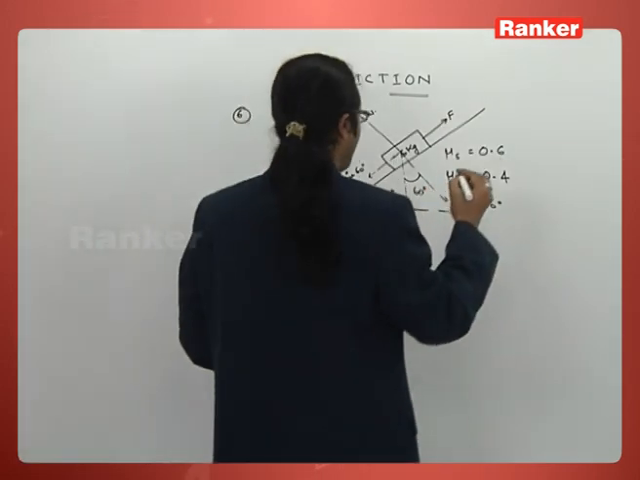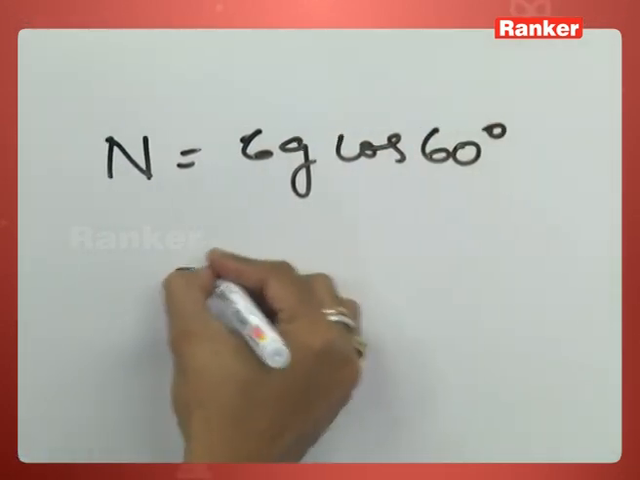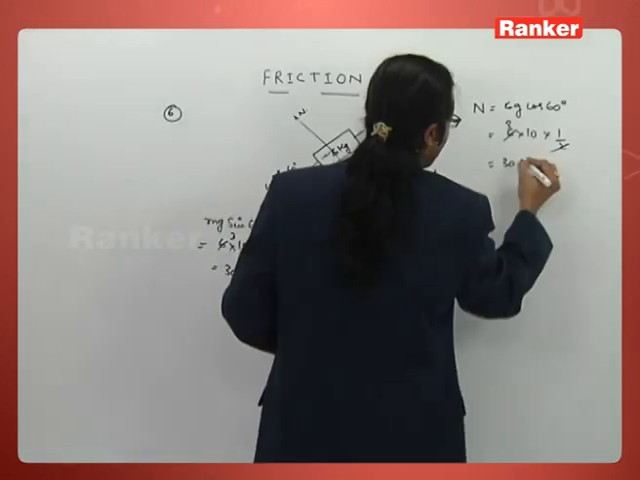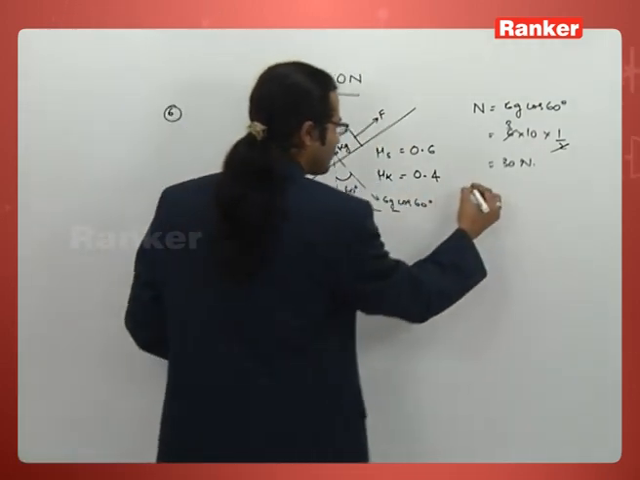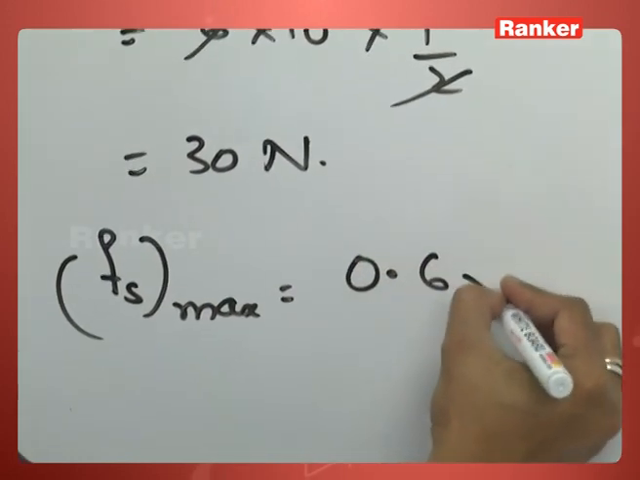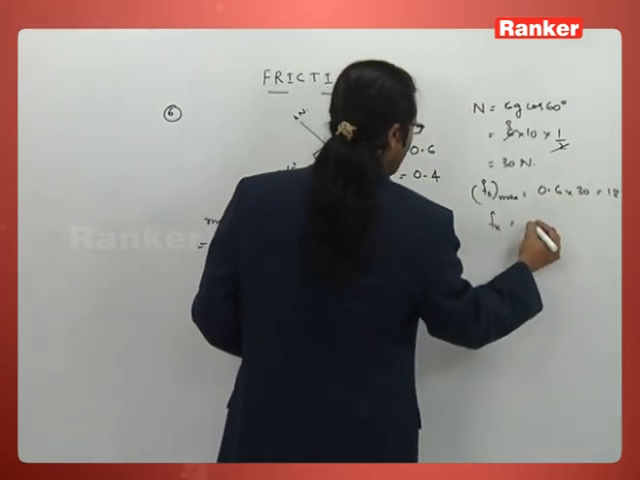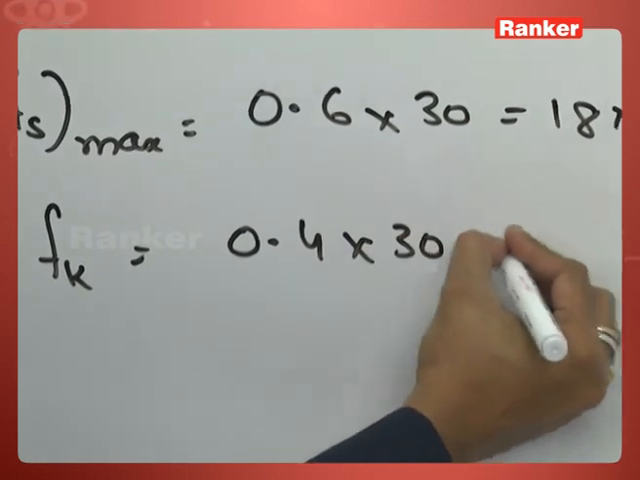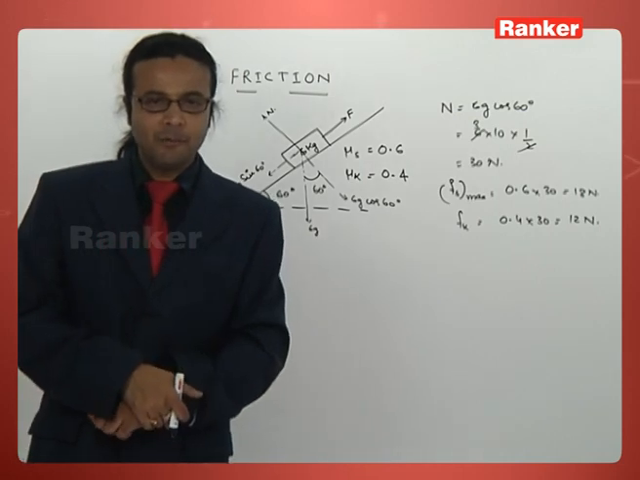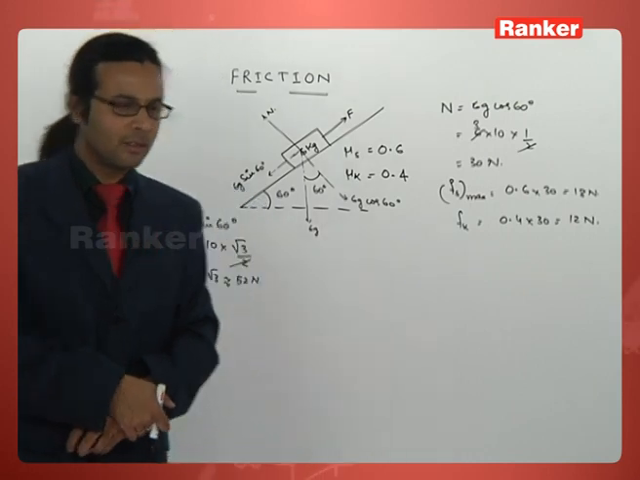And here the normal force is 6 into 10 into half, 30 Newton. Fs maximum is 0.6 into 30, that is 18 Newton. Fk is equal to 0.4 into 30, 12 Newton. Now it is given here, find the force F required to keep the block stationary.